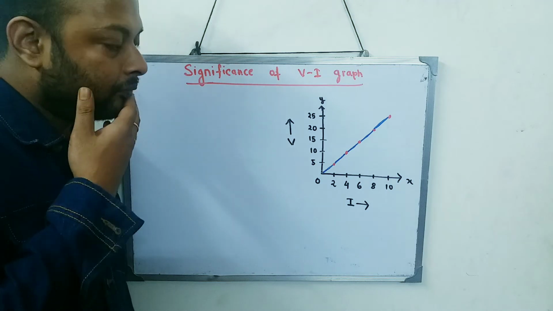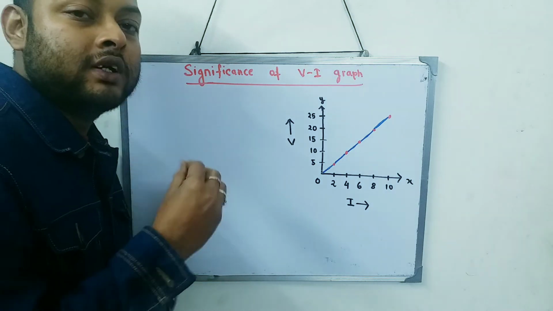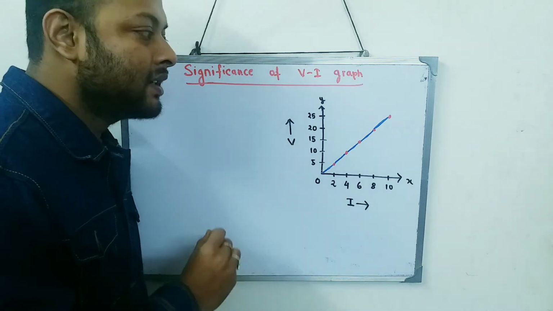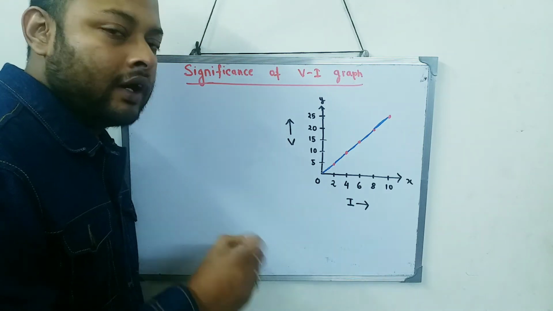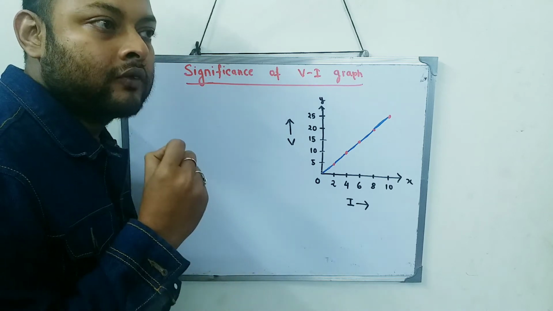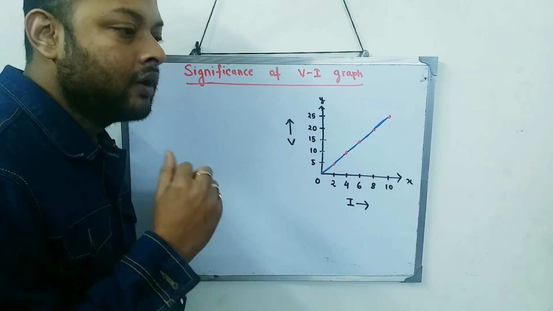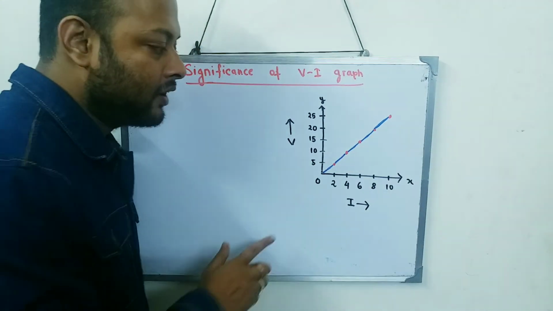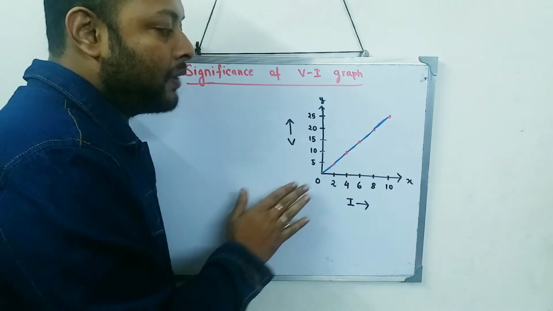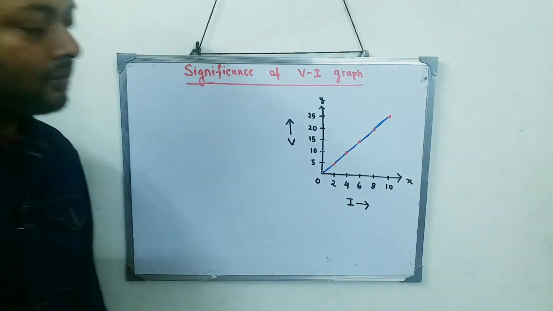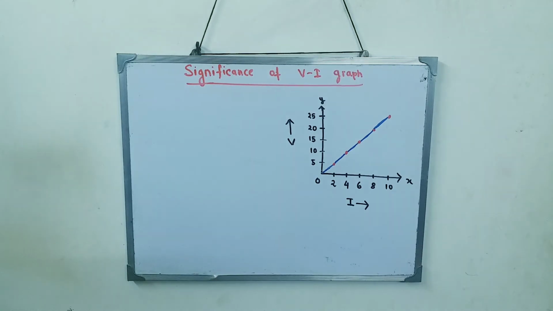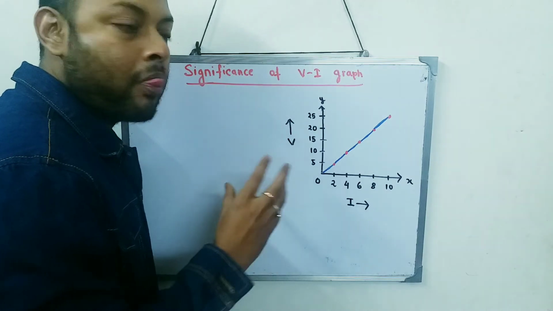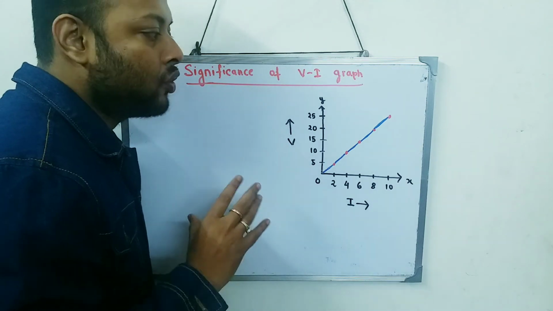Now let me explain the significance of the VI graph. For this we will take a small example to understand this concept. In the last video I taught you that for Ohm's law, the VI graph is a straight line. So the VI graph is a straight line for the conductor which follows Ohm's law.